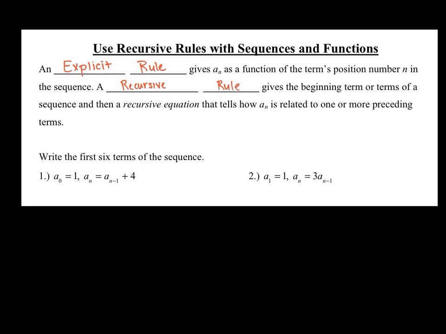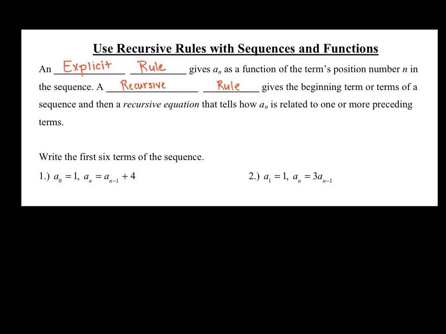The very last lesson involving sequences and series is going to talk about recursive rules. We've so far only used explicit rules. An explicit rule gives a sub n, the term you're trying to find, as a function of the term's position number. So based off the first term, what would the value of the 13th term be in the sequence? Whereas a recursive rule gives the beginning term or terms of a sequence, and then a recursive equation tells how your term is related to one or more preceding terms, so a term before.